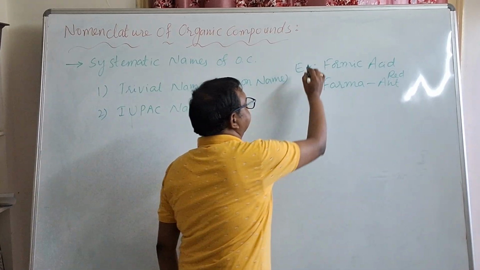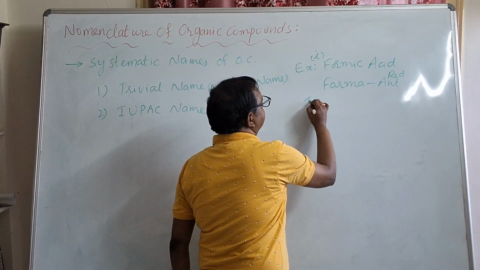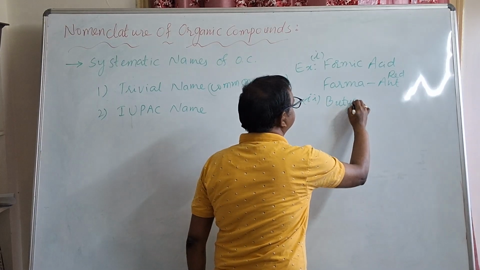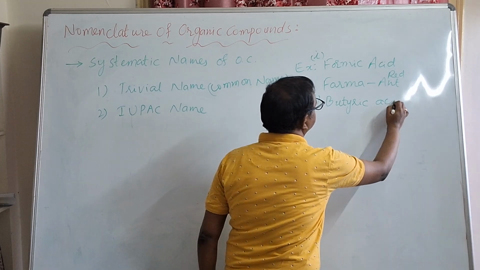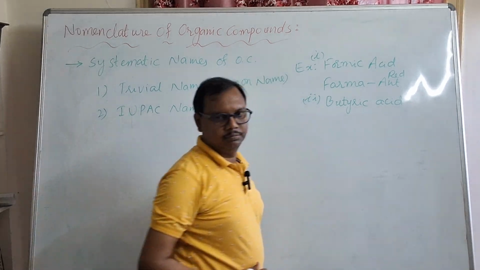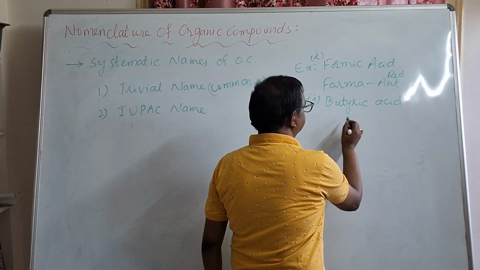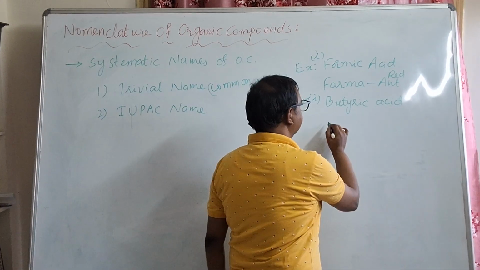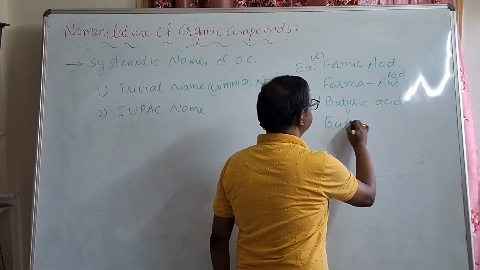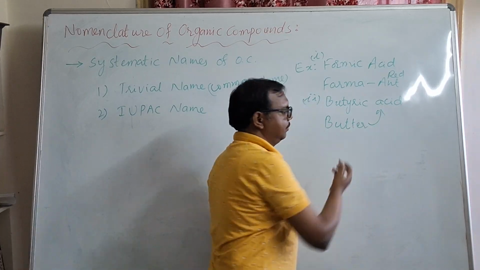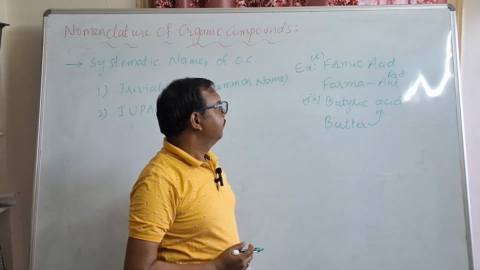For the second example, you can take butyric acid. Butyric acid means what here? It is obtained from butter. The source is butter. That's why it is called butyric acid, which is obtained from butter.